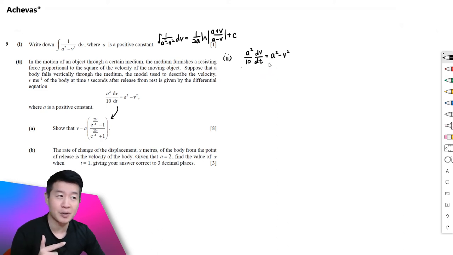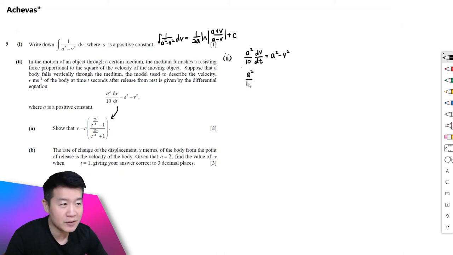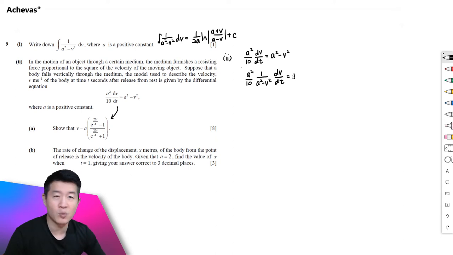So this is a variable separable kind, because if it is a simple differential, then dv dt is going to be in terms of just t. But now there's a v, so it should be a variable separable kind. Provided that you are able to re-express it as a function of v multiplied by dv dt is equal to another function in terms of t. And we definitely will be able to do that. 1 over a square minus v square, a function in terms of v, times dv dt is equal to 1. And I'm going to treat 1 as the function that t represents.